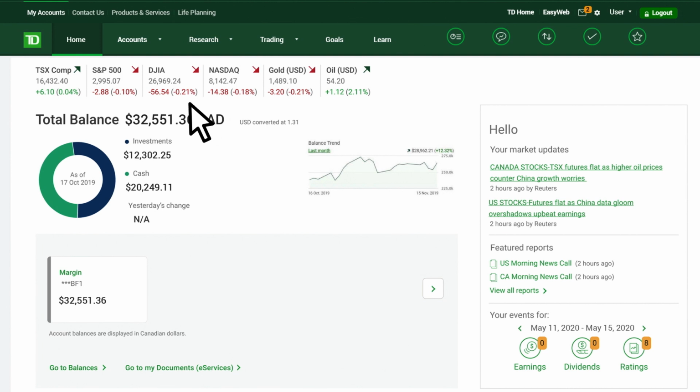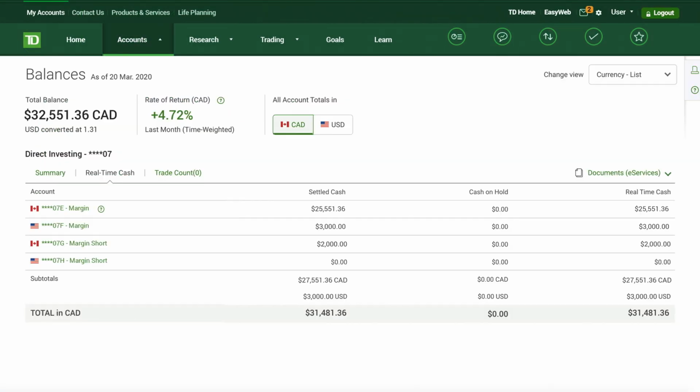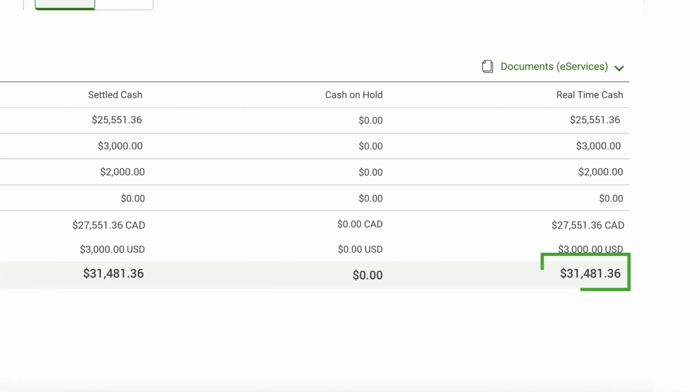Although a margin account lets you borrow money, you don't have to. If you have enough cash to cover a trade, you can use that. Check here to see your balance. But if you're using margin to buy an investment, here's what you should know first.